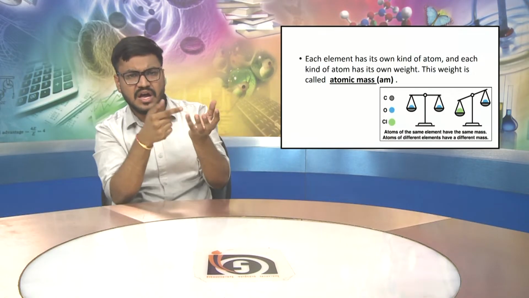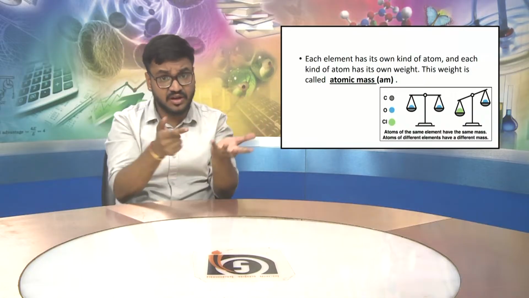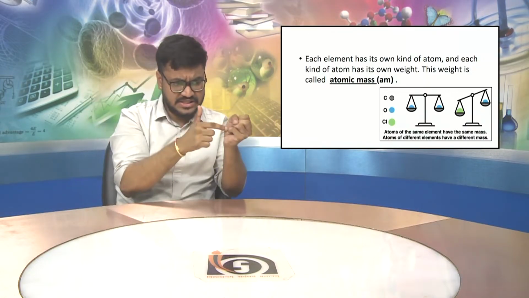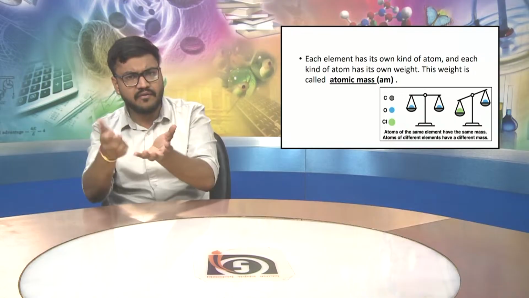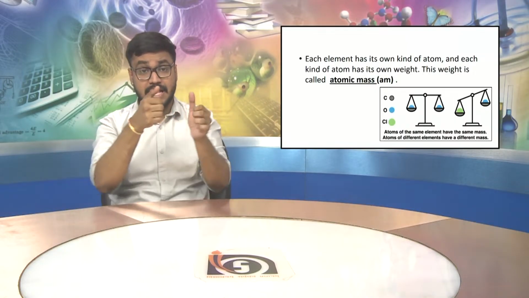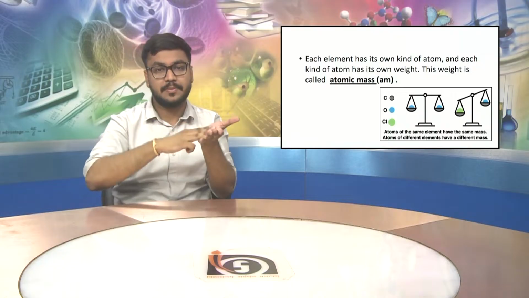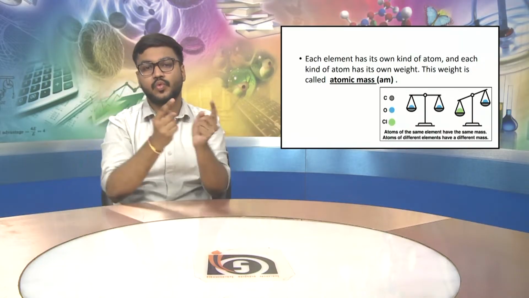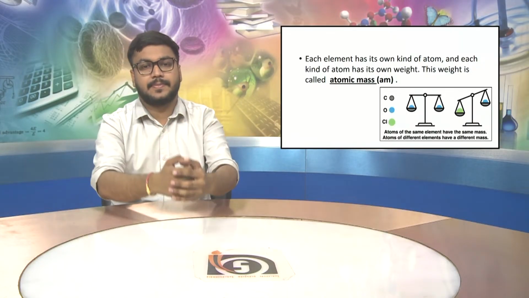Each element has its own kind of atom, and each kind of atom has its own weight, and this weight is called atomic mass. In short, AM.